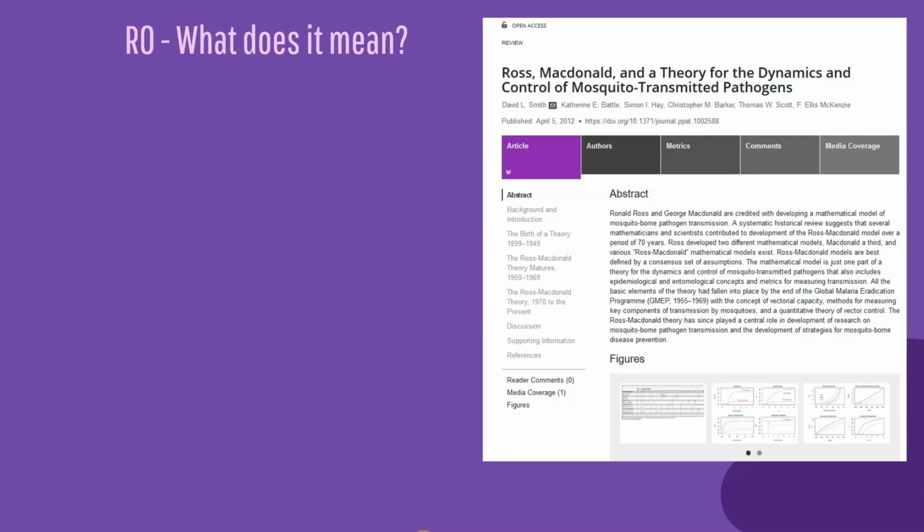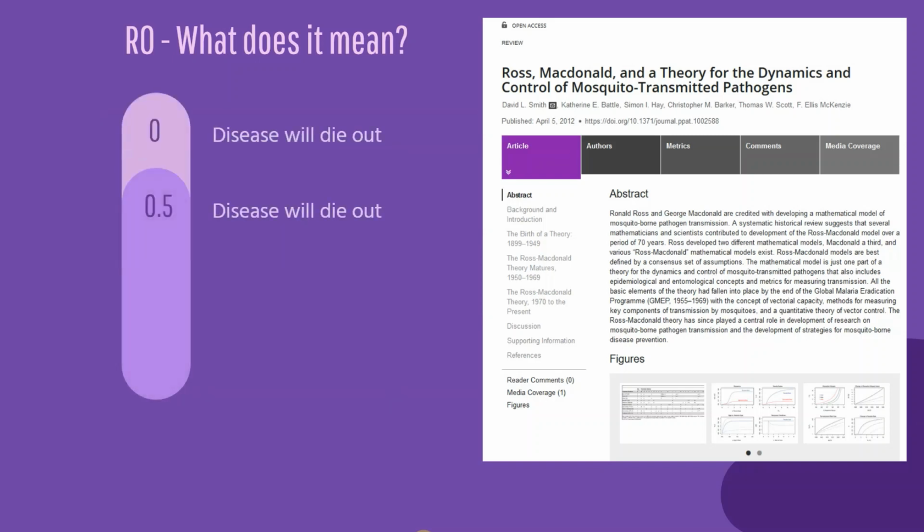But what do these values mean? Well, in the 1950s, epidemiologist George MacDonald suggested using R-naught to describe the transmission potential of malaria. He proposed that if R-naught is less than 1, the disease will die out in a population, because on average, an infectious person will transmit to fewer than one other susceptible person. On the other hand, if R-naught is greater than 1, then the disease will spread.